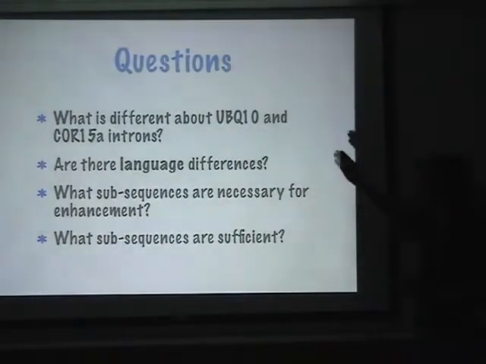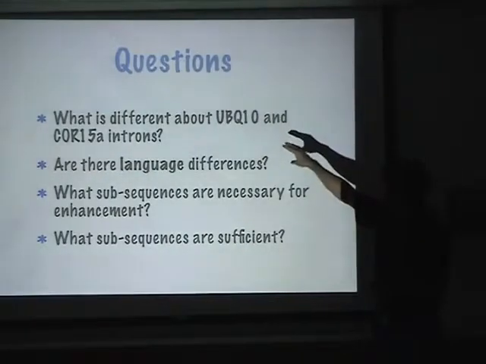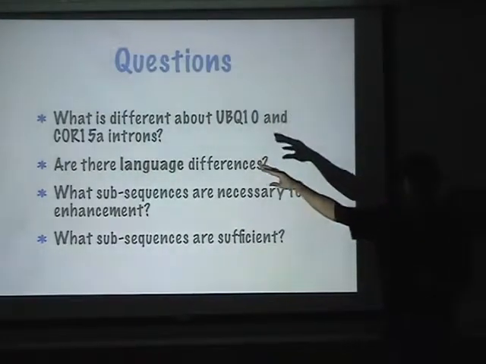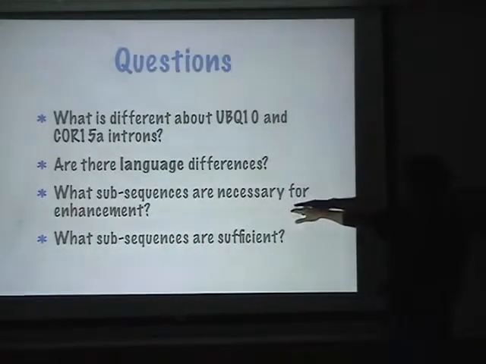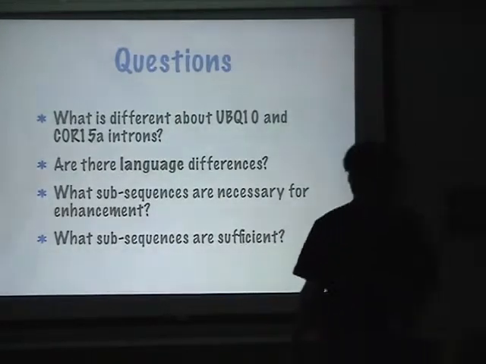So one of the main questions is, what is different about this UBQ10 and Core15A introns? The UBQ10 one is incredibly highly expressing. Core15A doesn't do anything more than no intron. Are there language differences? Can we find words that are in one intron that are not in the other intron? There's one of them speaking Elvish and the other one is speaking Orcish. What subsequences are necessary for enhancement? Is there some part of that? Can we dissect in some way and figure out what it is? And what subsequences are sufficient, meaning that we could pull out and put somewhere else and they would also work?